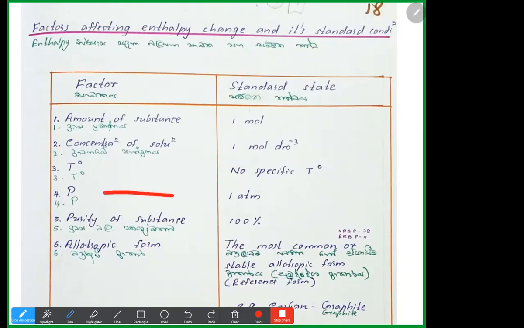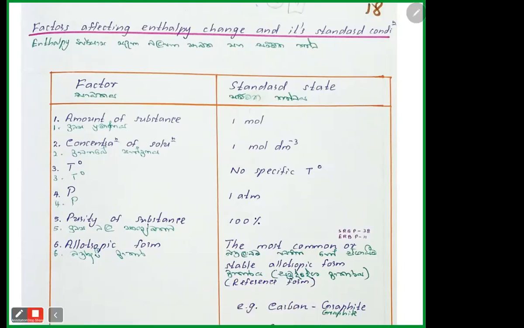So next one is the pressure. You know, for enthalpy, we measure heat change under pressure. So pressure is again a parameter, and standard condition means pressure is supposed to be 1 atm. Then the purity of the substance is supposed to be 100% pure.